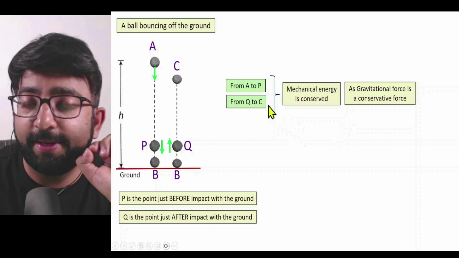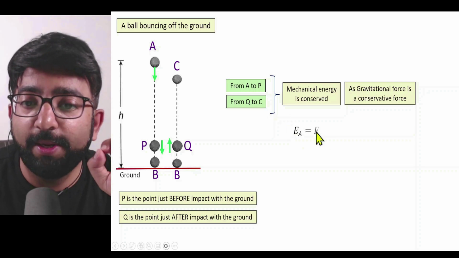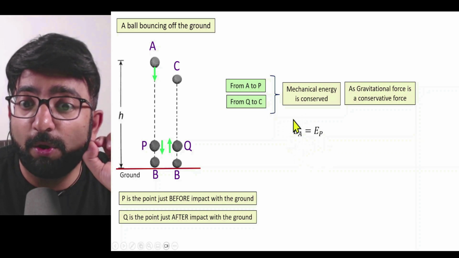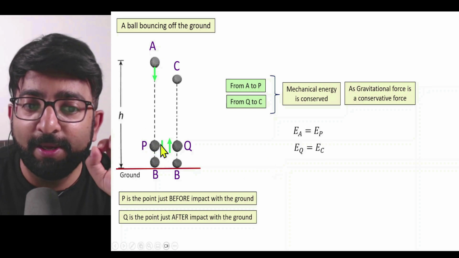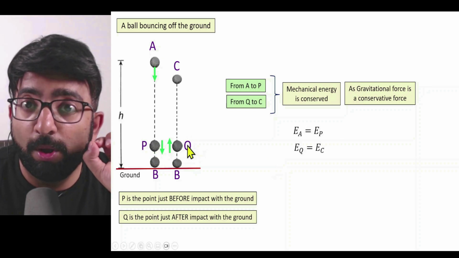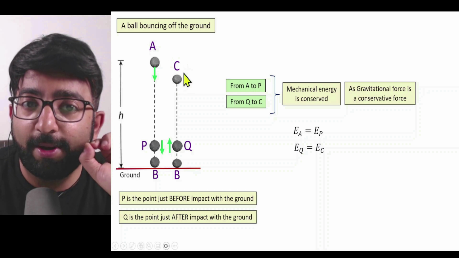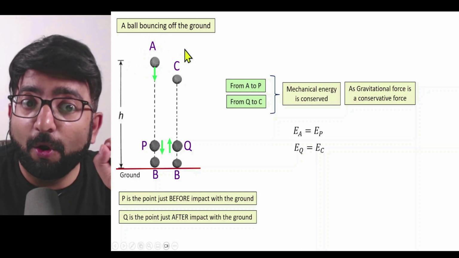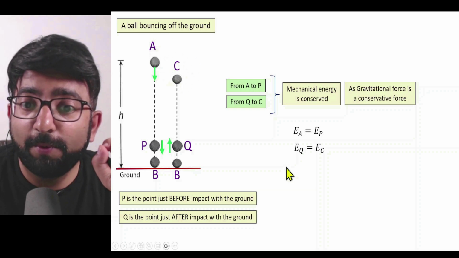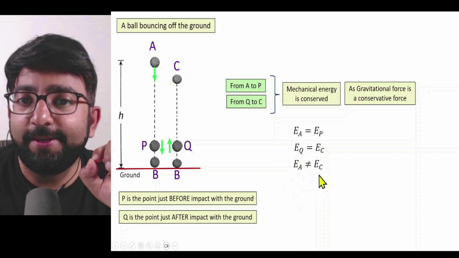Using the law of mechanical energy conservation, we can write that the total energy of the ball at the point A will be equal to the total energy of the ball at the point P. Similarly, the energy of the ball at Q will be equal to the energy of the ball at C. But the total energy of the ball at A cannot be equal to the total energy of the ball at C. So EA is not equal to EC.